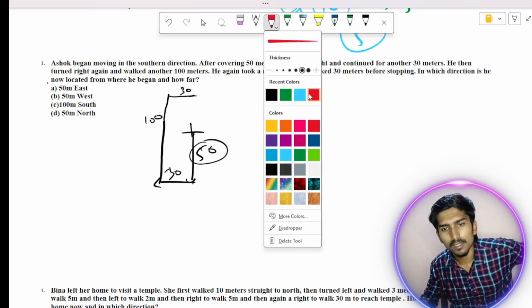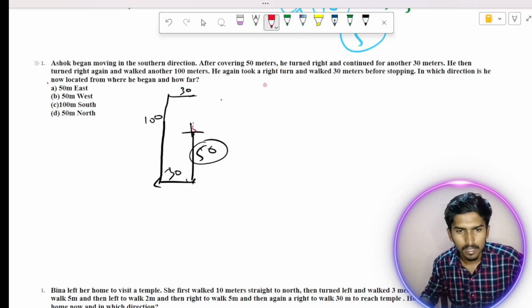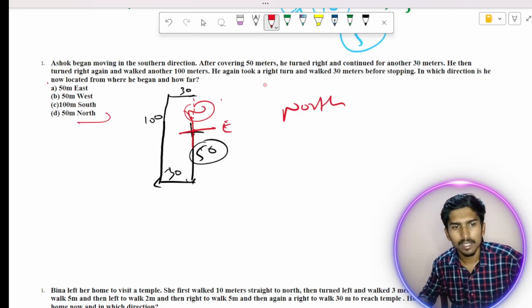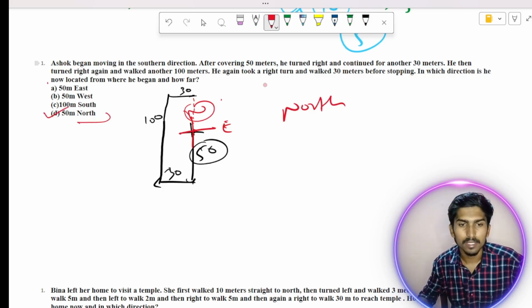Same thing. Apply your knowledge. What is the direction he is in? This is east, this is north direction. Do we have the answer? Yes, we have only one option, so we can directly tick this one. If you want to find the distance, it is very simple.